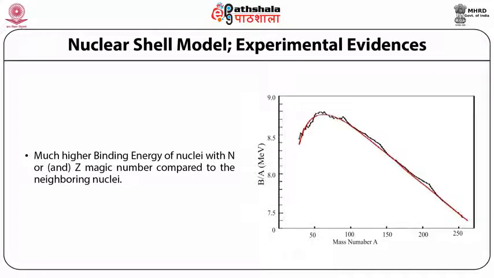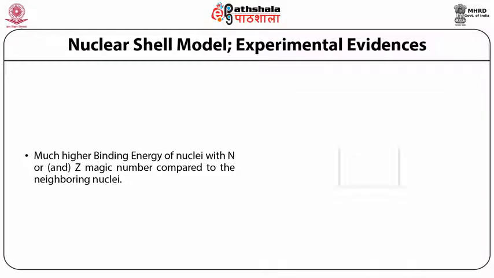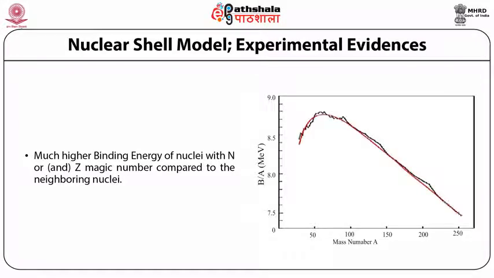We are going to discuss the experimental evidences which led to the development of the nuclear shell model. On the right-hand side of this slide, there is a picture showing the average binding energy per nucleon in MeV as a function of mass number. We can see two curves plotted, one in red and another in black. The black one is the experimental one, whereas the red one is the theoretical one. Here we notice a much higher binding energy of nuclei with neutron or proton magic number compared to the neighboring nuclei. What does this mean?